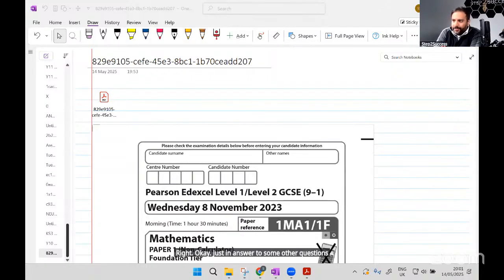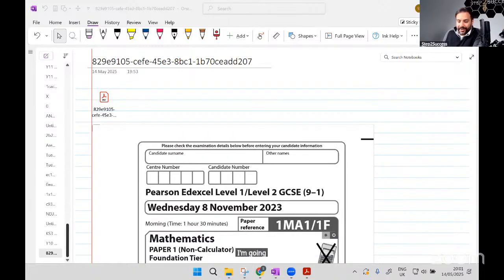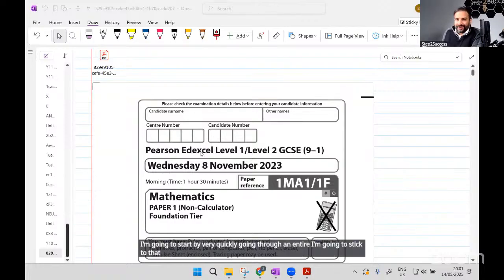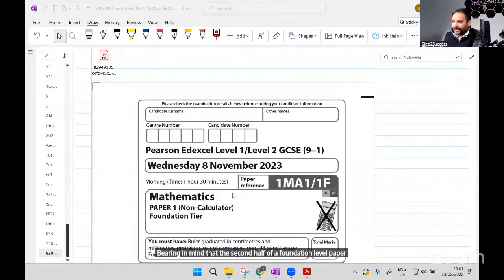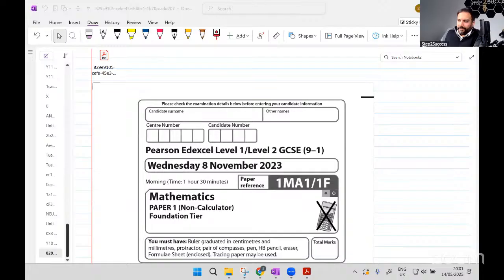Firstly, just because of the variation in people, I'm going to start by very quickly going through an entire foundation level paper. I'm going to stick to Excel, even though it doesn't really matter depending on which exam board you're doing. Bearing in mind that the second half of a foundation level paper is the first half of a higher level paper. After that, I will focus on some of the specific questions that some people have asked for, like some sequences, some circle theorems, and a few other things.